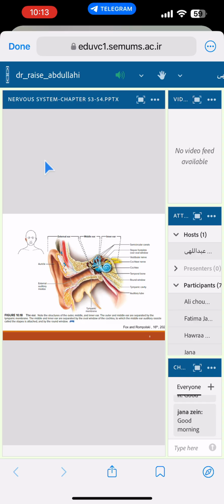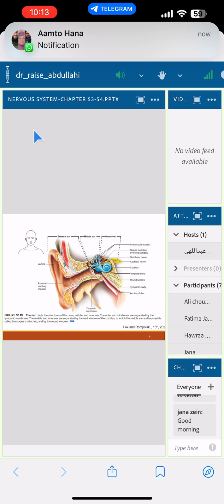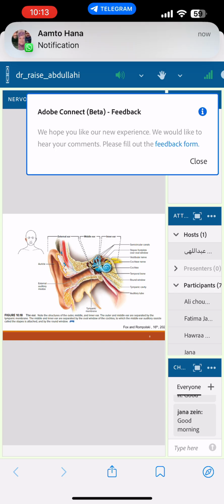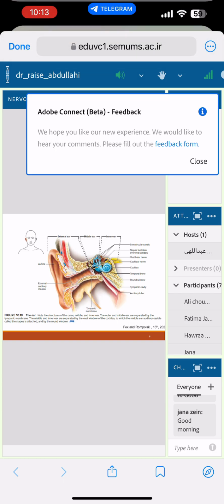This is another picture from Fox and Rompolsky that represents the structure of the ear: external ear, middle ear, inner ear. You can see this is the tympanic membrane or eardrum, ossicles, small bones, malleus, incus, and stapes, and semicircular canals, cochlea, vestibulocochlear nerve, oval window, round window.